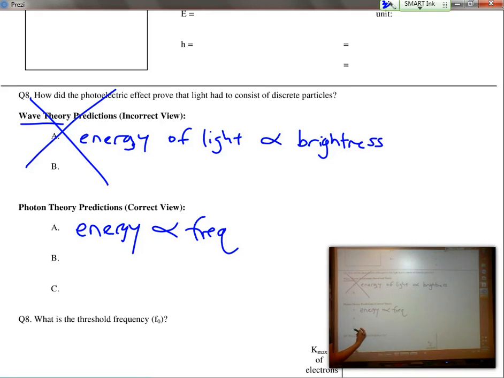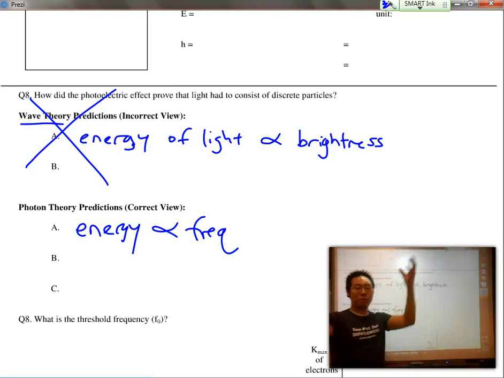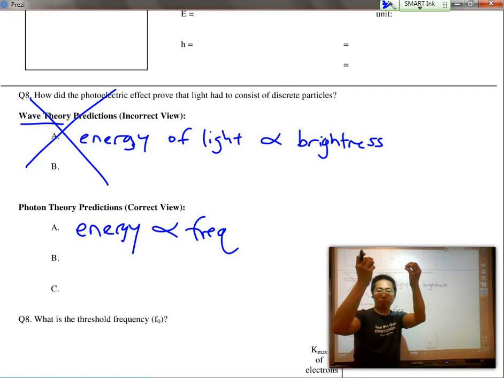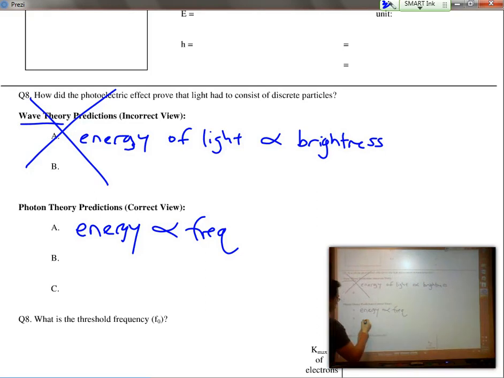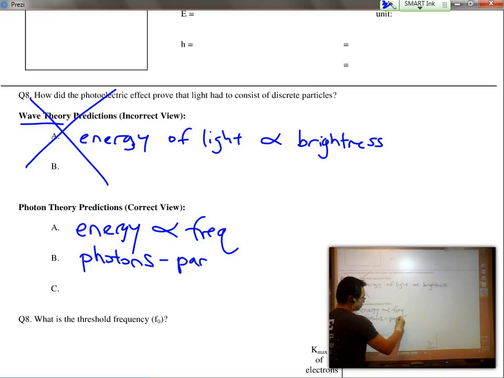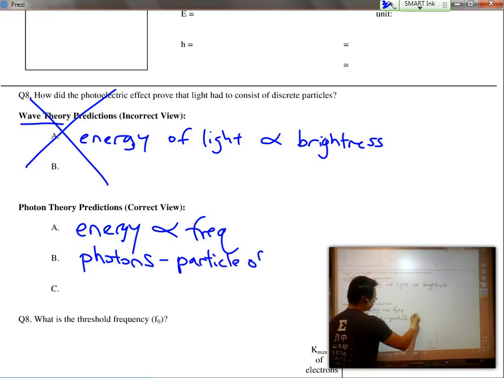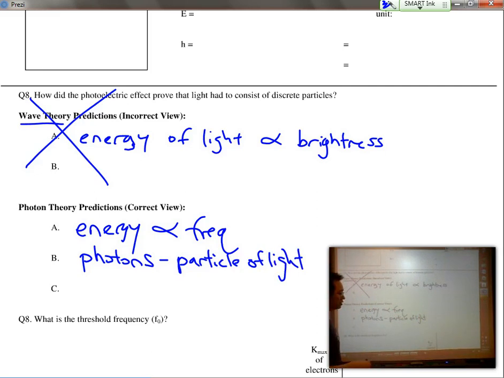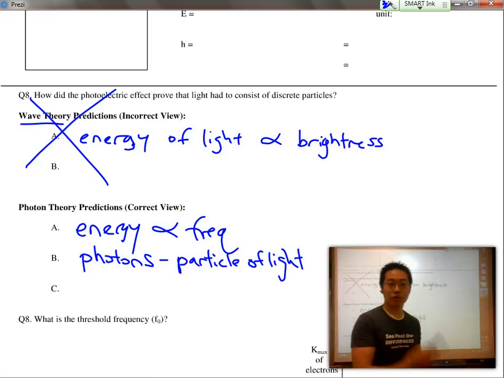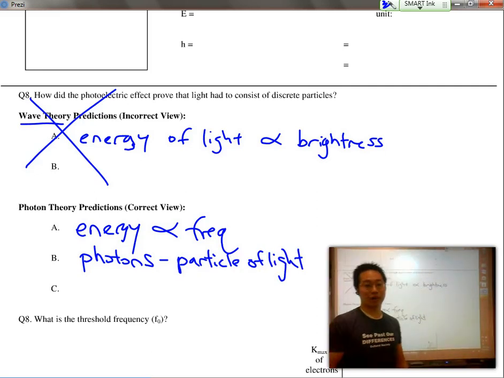What you have are billions of little particles, what we call photons, which are a particle of light. These photons have both particle properties and wave properties.